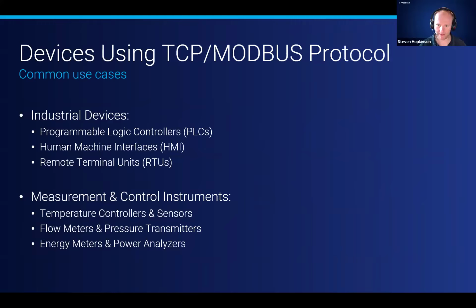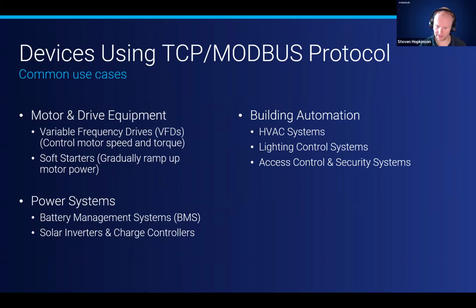Another common protocol in the OT space, of course, is TCP Modbus, which, of course, we have sensors for in PRTG as well. And this protocol is used to monitor many industrial devices. So again, there's lots of crossover here. We're monitoring the PLCs, the HMIs, so the human machine interfaces, and the RTUs, the remote terminal units. And we do this to measure a number of measurement and control instruments, such as temperature, energy, among others.